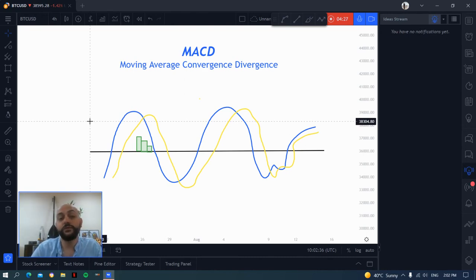So how do we use this indicator? There are three major ways we use this indicator. The first one is called crossovers. What is a crossover? It's basically when the signal line crosses the MACD line.